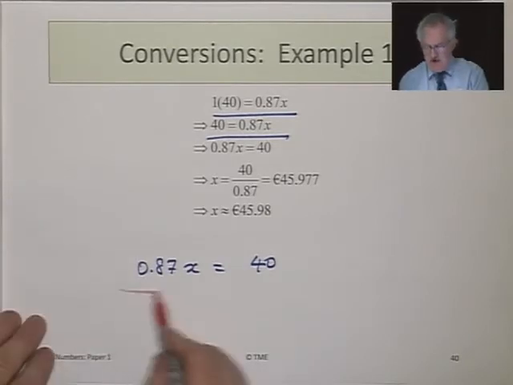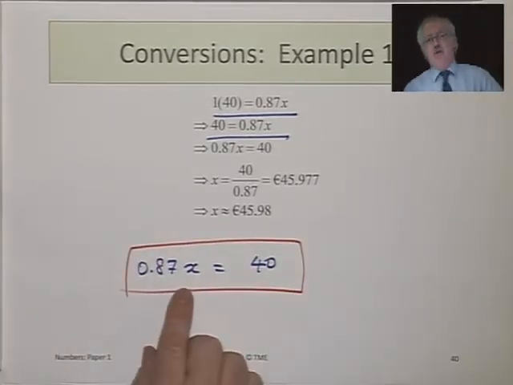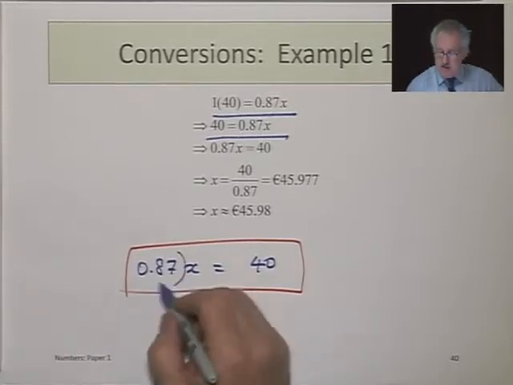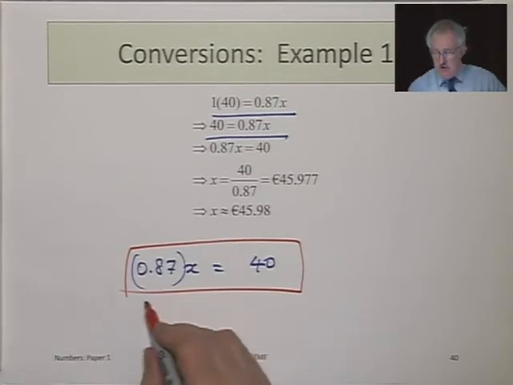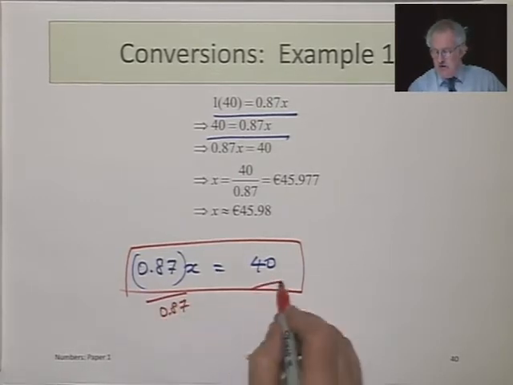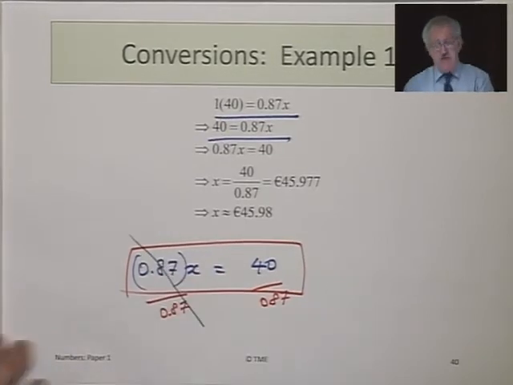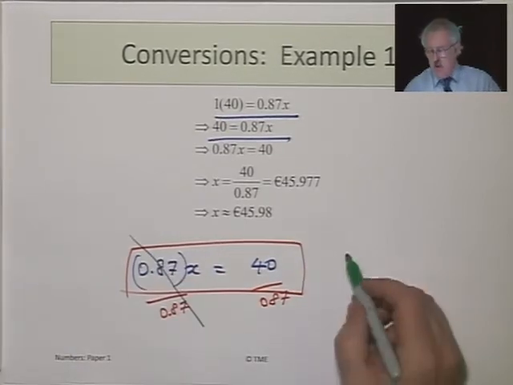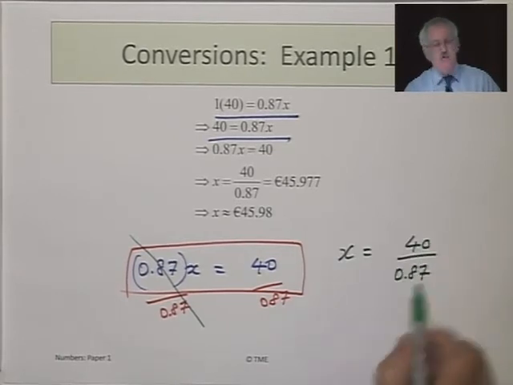Again, what have we got on the left-hand side? Well, not a lot, really. Only a number times something. But what is it? Well, it's multiplication. It's not addition. And how do you get rid of multiplication? Well, you divide by 0.87. Now, this might look a bit messy on this side, but really, it's just to divide it. So it goes away. So you get x is equal to 40 over 0.87.